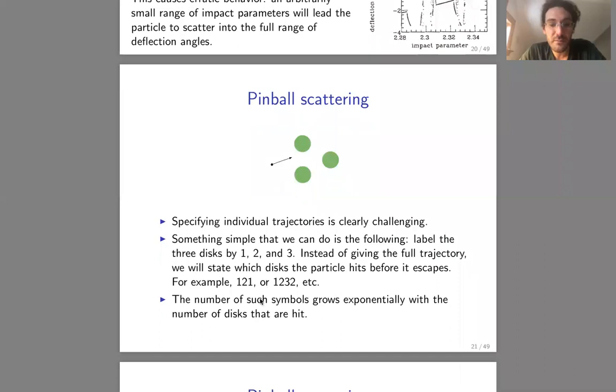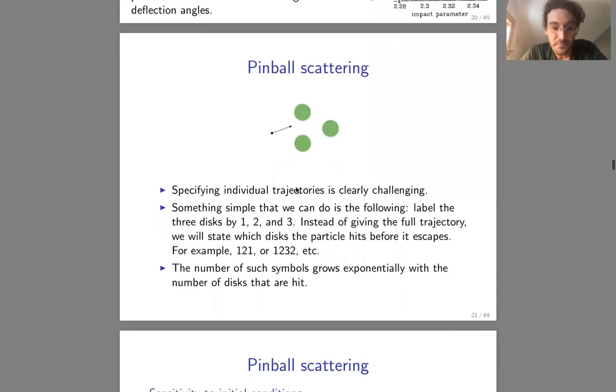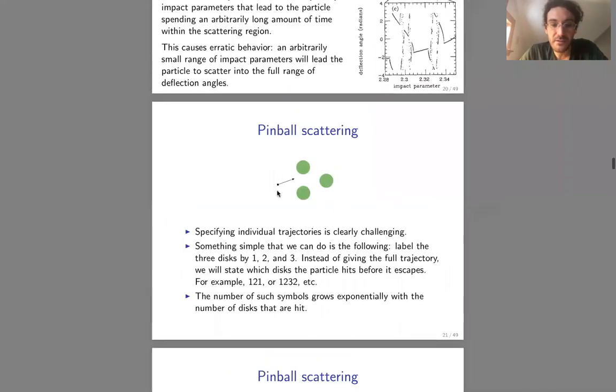And as you can see, the number of such symbols grows exponentially with the number of disks that are hit. So if 10 disks get hit before the particle exits, there are 2 to the 10 different trajectories that could have given that. The reason it's 2 is that after you hit one disk, then the next disk has to be, if you hit disk 1, either 2 or 3, and so on. And this is really what's giving rise to the chaos, this exponential number of choices.